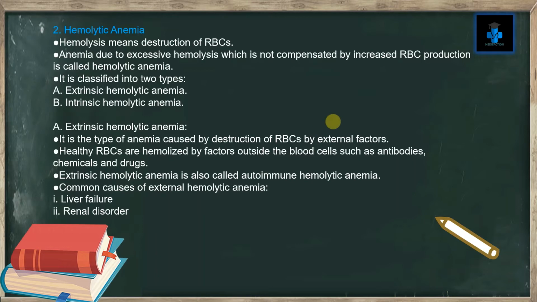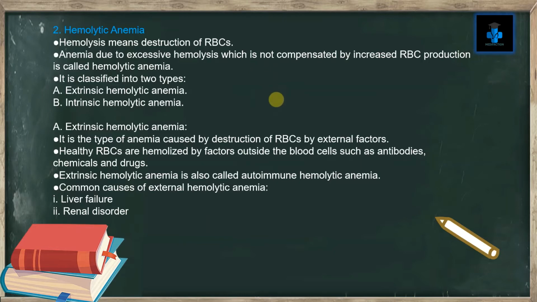Number 2. Hemolytic anemia. Hemolysis means destruction of RBCs. Anemia due to excessive hemolysis, which is not compensated by increased RBC production, is called hemolytic anemia. It is classified into two types: extrinsic hemolytic anemia and intrinsic hemolytic anemia. Let's learn about extrinsic hemolytic anemia.